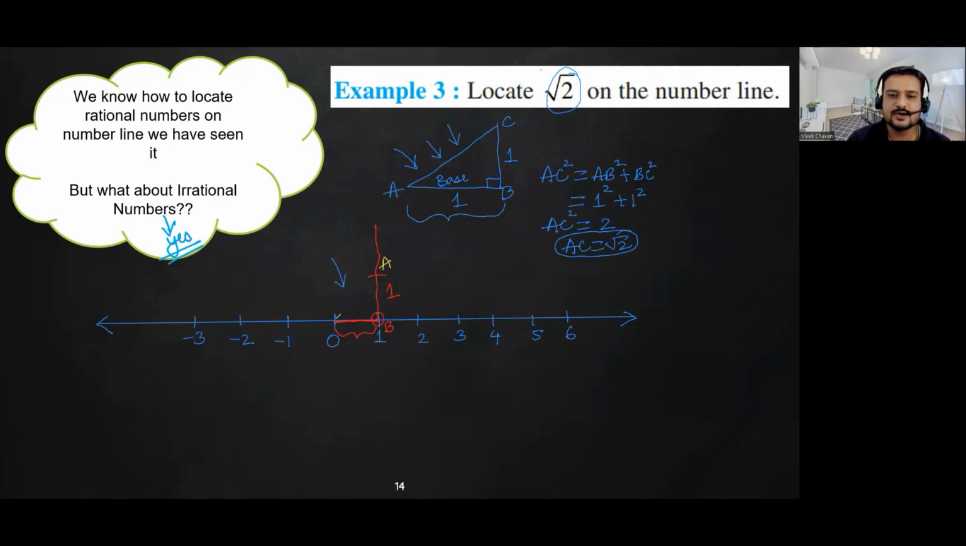Next what you will do, you will join this O point with A point, this is your A point suppose. Okay, after joining it, take distance OA in your rounder, place the rounder's pointer at O, and from this point draw a chop here on the number line, it will cut the number line at this point. So this point here which you got is nothing but under √2.